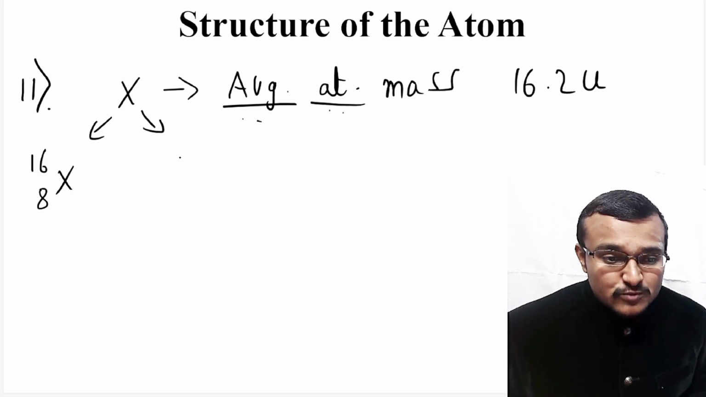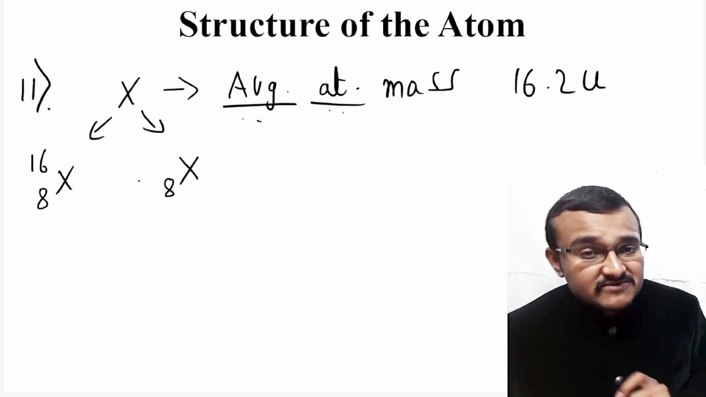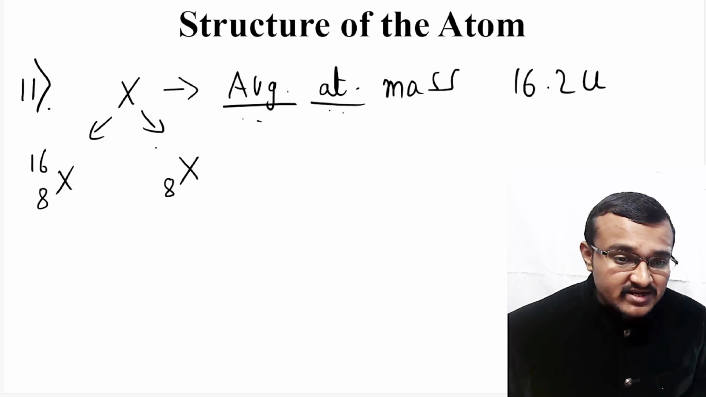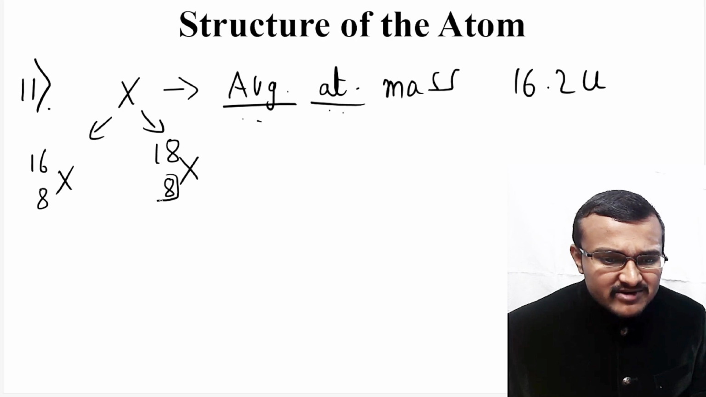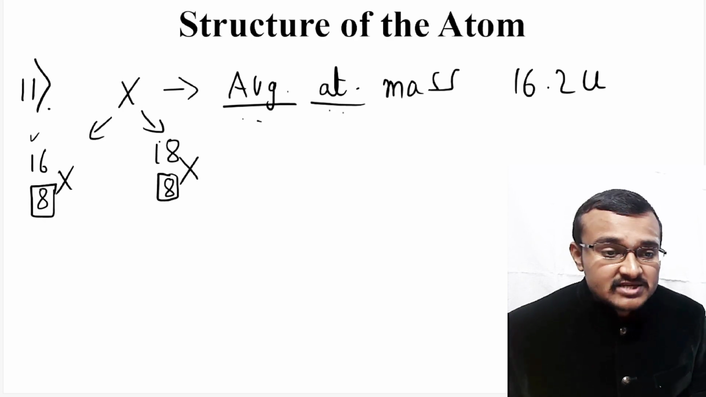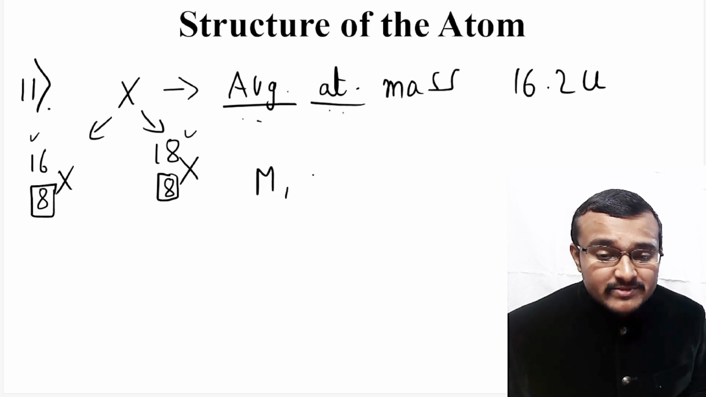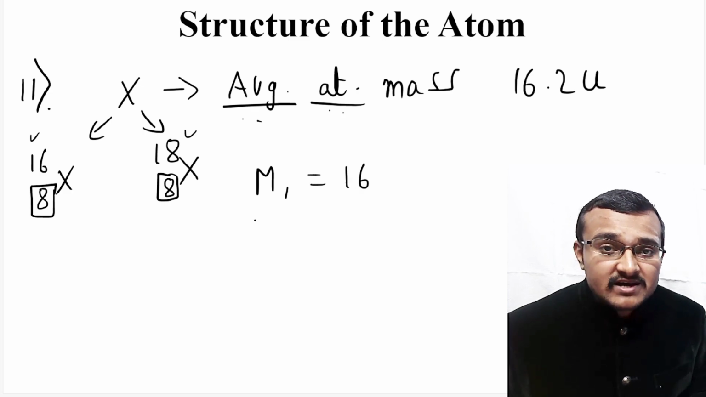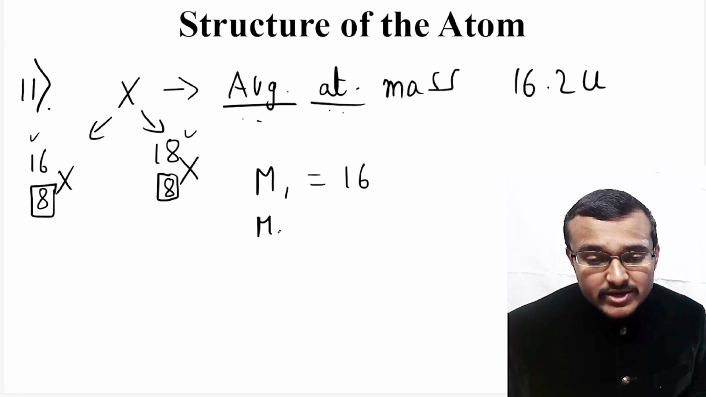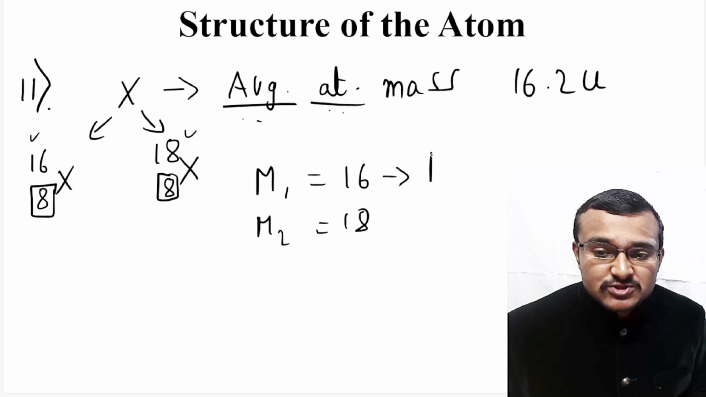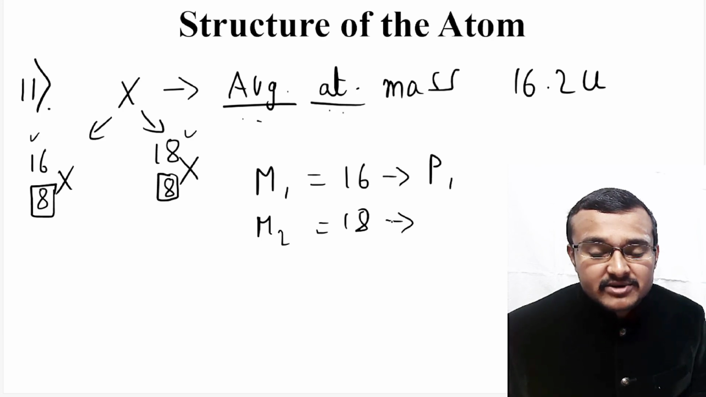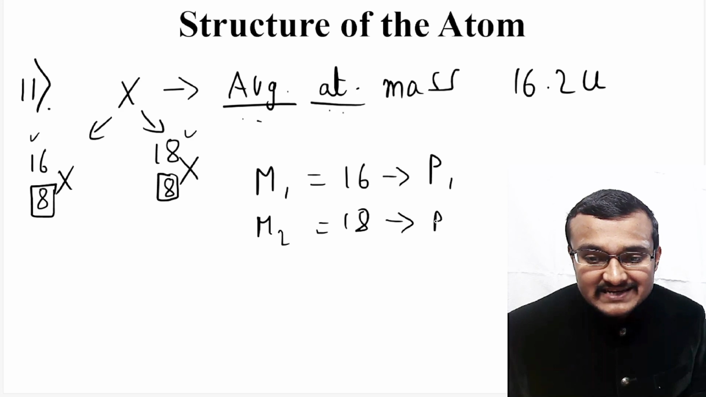The atomic mass number of the first isotope is 16 and the atomic mass number of the second isotope is 18. Here the atomic number will be the same, that is 8 and 8, because these are isotopes. Let us consider the atomic mass of the first isotope as M1, that is 16, and the atomic mass of the second isotope as M2, that is 18. The percentage abundance of the first isotope, let us call it P1, and of the second isotope, P2.